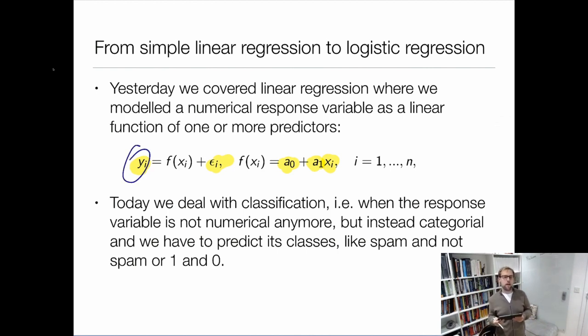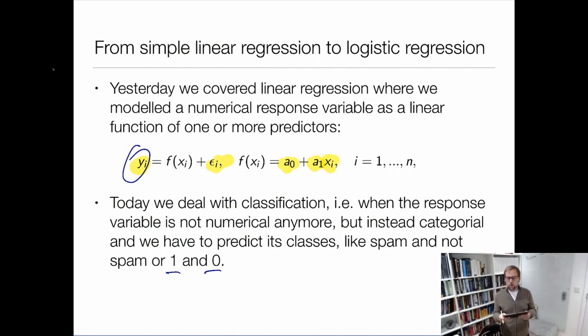So now we want to see what happens if we move from this continuous response variable to a discrete response variable, which could be a label in a classification problem. This label could be spam, not spam, for example, and we generally label it as 1 and 0, which could be true and false, could be spam and not spam, cancer and no cancer, and so on.